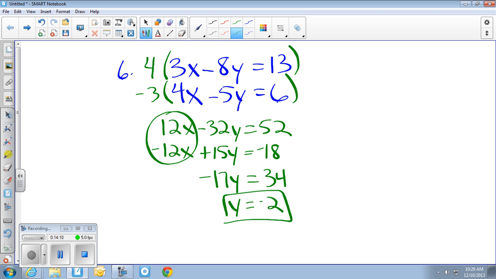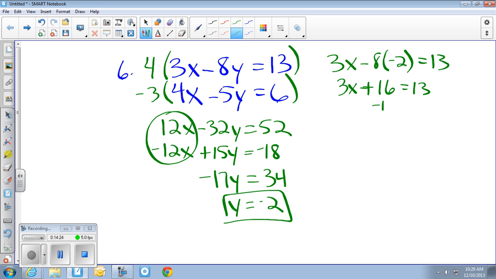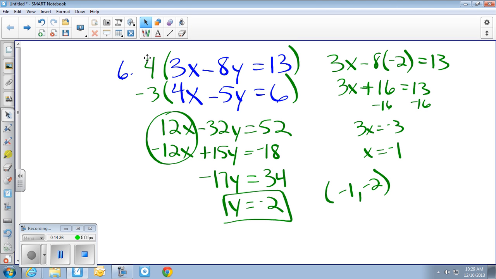So I'm halfway there. Just need to plug that right back into one of the equations up top. It's going to give me a positive 16. But then I'm going to subtract 16 from both sides. So 3x is equal to negative 3. X is equal to negative 1. So negative 1, negative 2 is my solution.